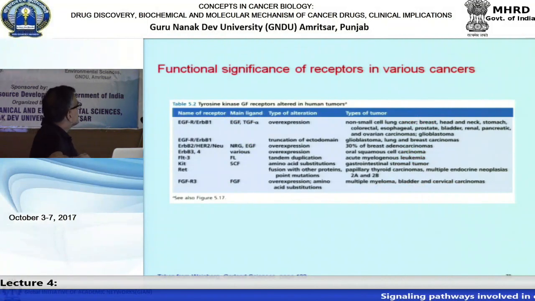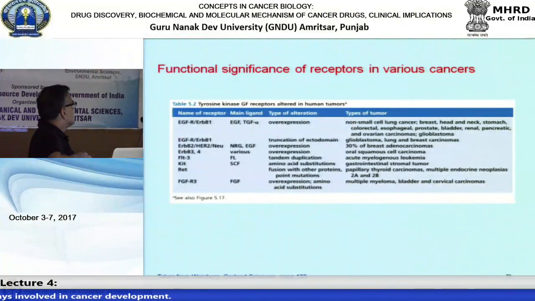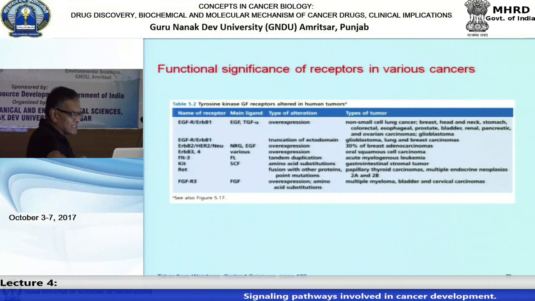Okay? And this slide shows the functional significance of various styles of receptors here, like the EGF receptor and a bunch of viral components or counterparts of that one, but not in viruses. These are derived from there or like that. And these are the ligands. This is what you see, the overexpressions, and these are the types of tumors you get. And again, I got it from the Weinberg book. If you get hold of the Weinberg book, it's like the Bible of cancer biology books. It's the best written book.